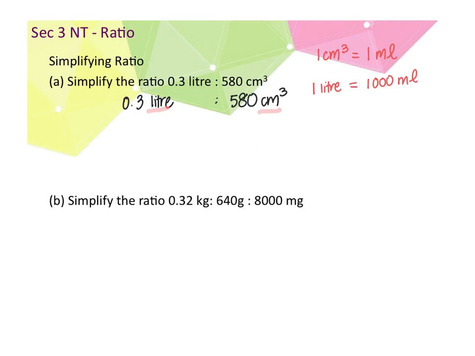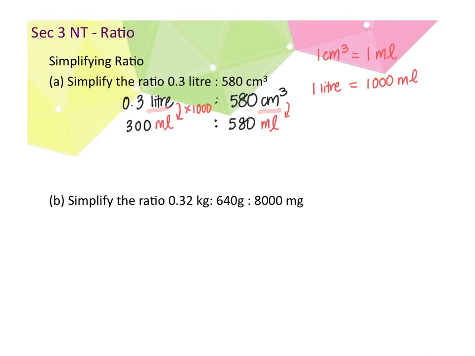To change from liter to ml, I need to multiply by 1000, and that will give me 0.3 times 1000 to be 300 ml. This one over here will also change to ml. Now 1 cm cube is 1 ml, so I do not need to multiply anything. I'll just change it to ml, and this will be 580 ml.